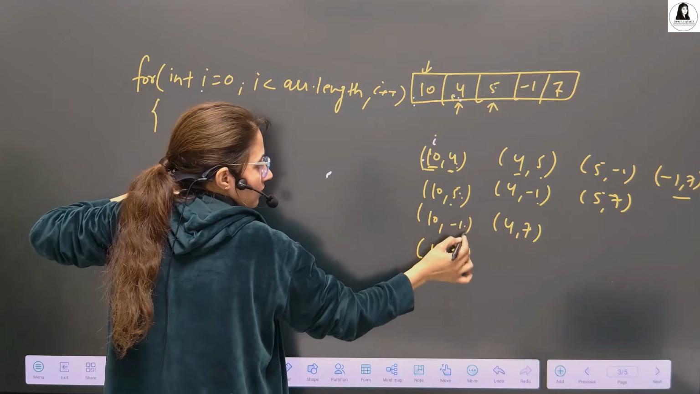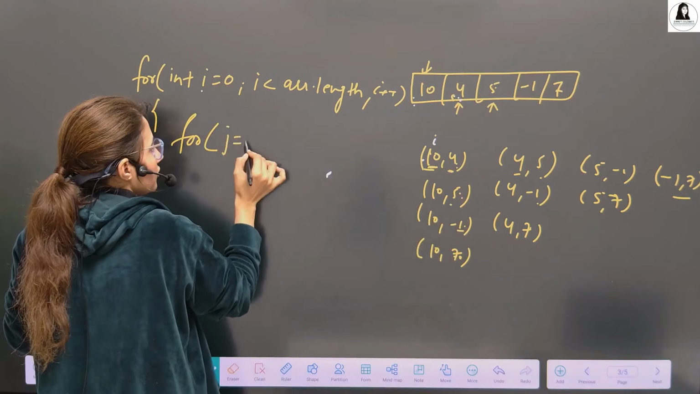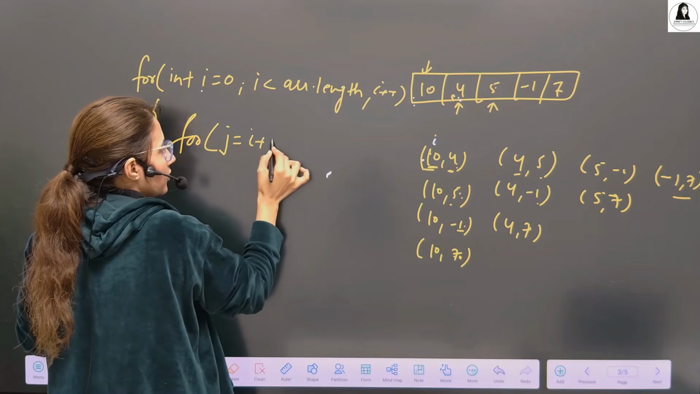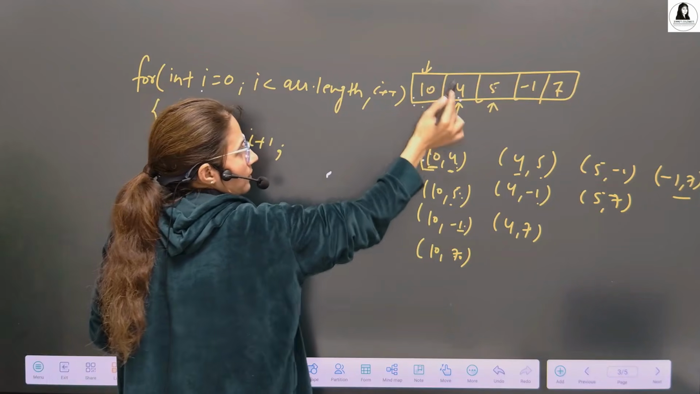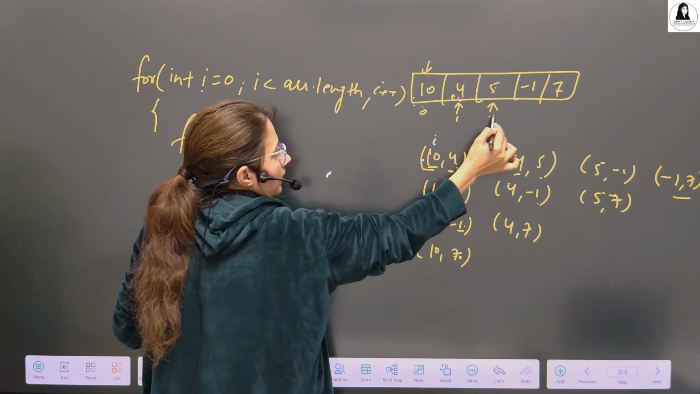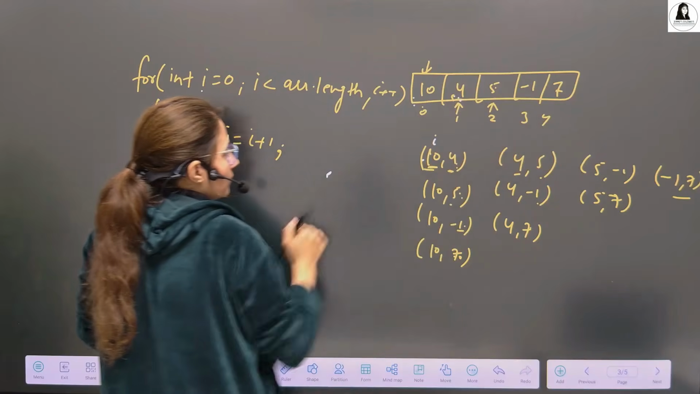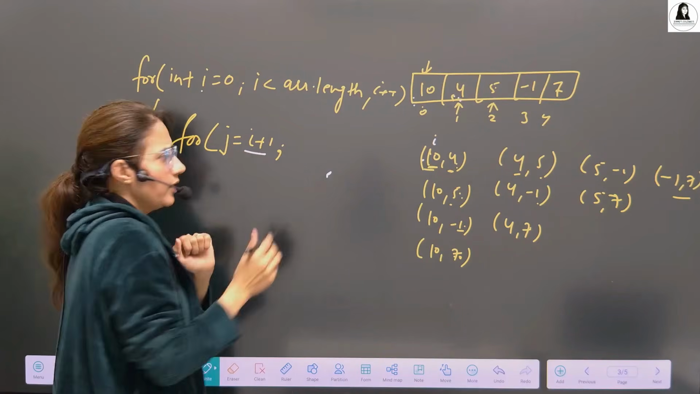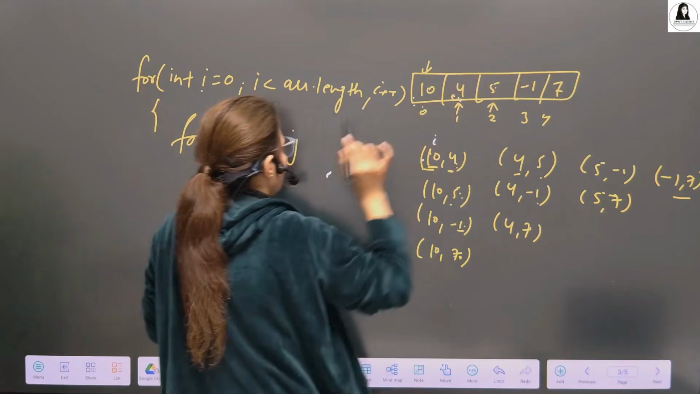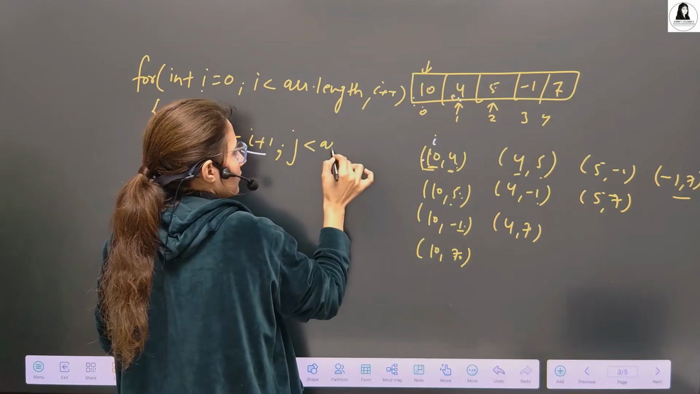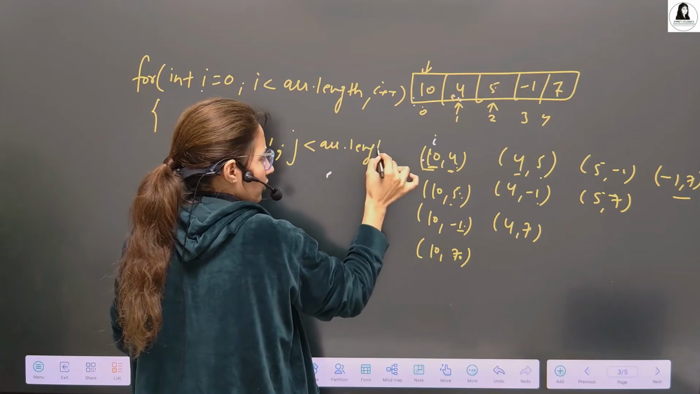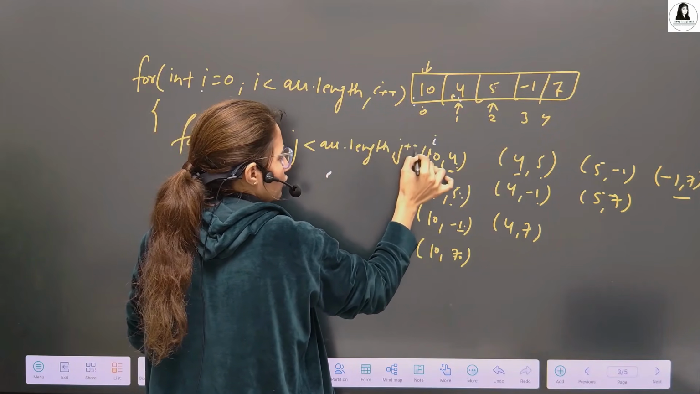Now this is changing. So now we have j. j is equal to i plus 1. i was 10, so i plus 1 is j here. So it's 4. We'll start from i plus 1 and go till the end, while j is less than array.length. I hope you got this logic. It's not that tough.